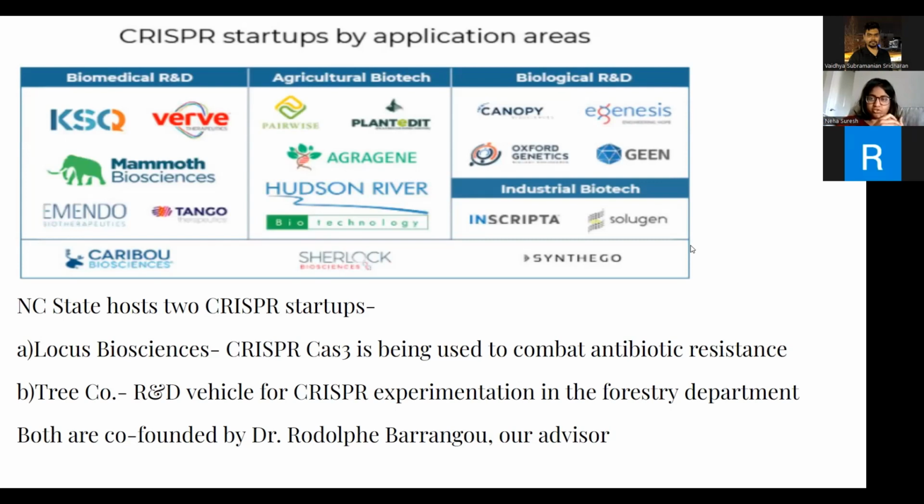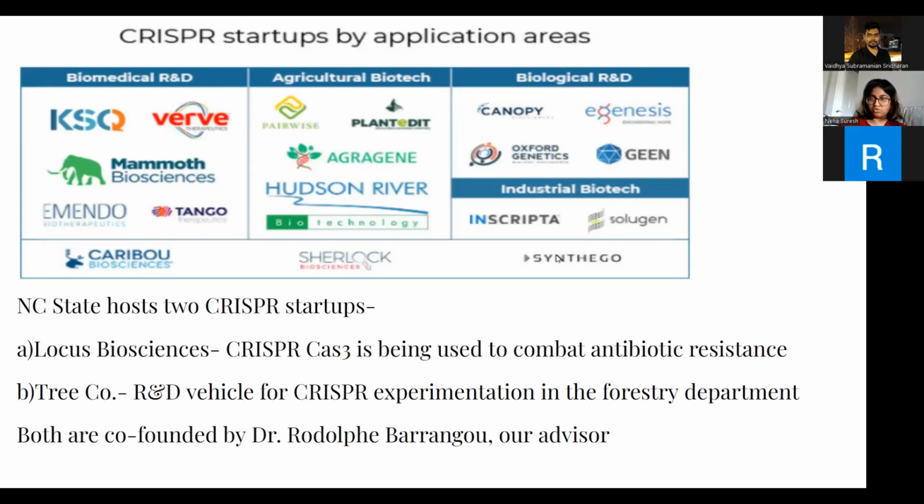There have been a lot of discussions, a lot of investors contemplating whether this is the first and the most important use of CRISPR. It is being funded by George Church, who is widely considered the father of gene editing, at least. On NC State's campus itself, we have two CRISPR startups: Locus Biosciences, which is using CRISPR-Cas3 to fight antibiotic resistance, and TreeCo, which is using CRISPR to get more pulp out of every tree, so there's less deforestation in the world. They're doing these in greenhouses.